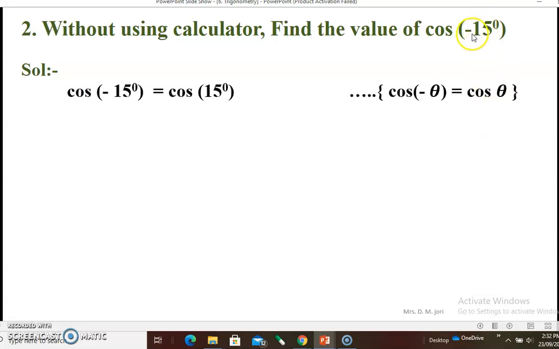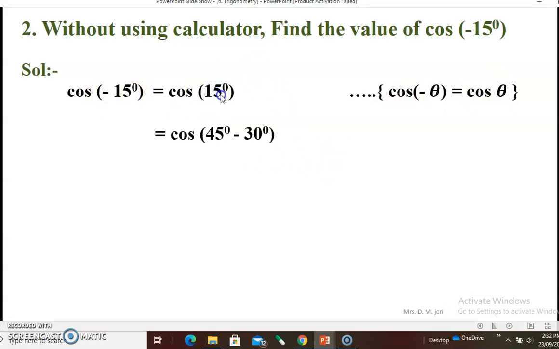See, the angle sign is negative, so you first have to remove that minus sign. Cos of minus 15 can be rewritten as cos 15. Cos for a negative angle is positive: cos of minus theta is cos theta. Again, this concept is already covered in the revision video. That way, you first write cos of minus 15 as cos 15.